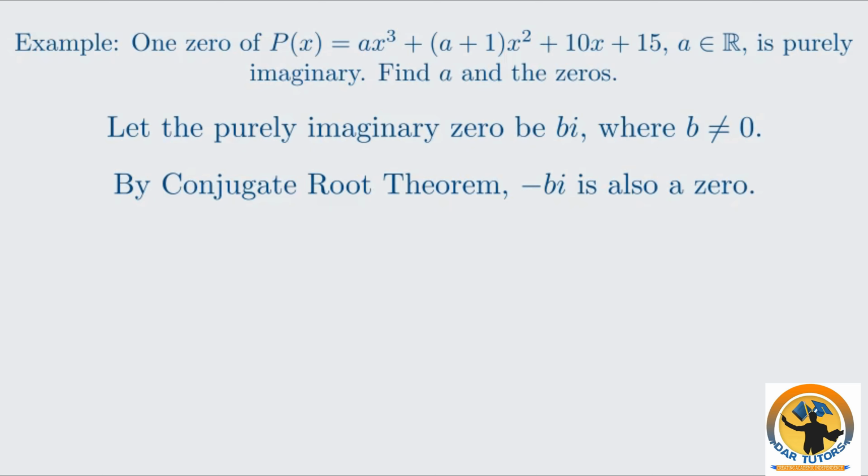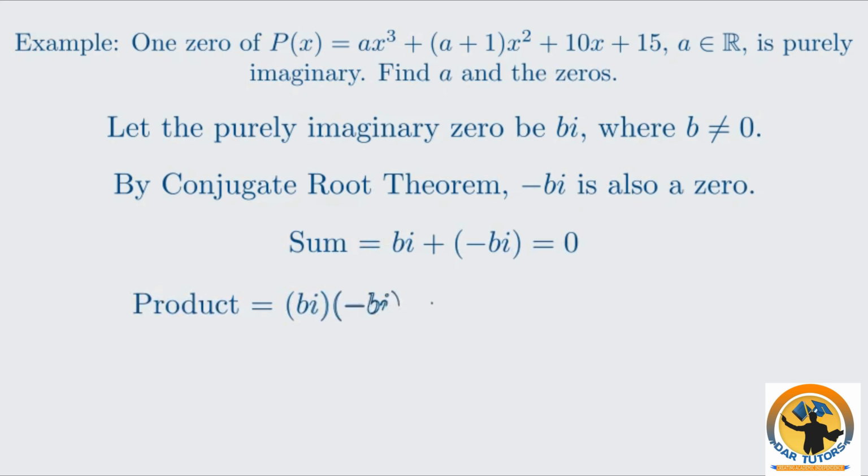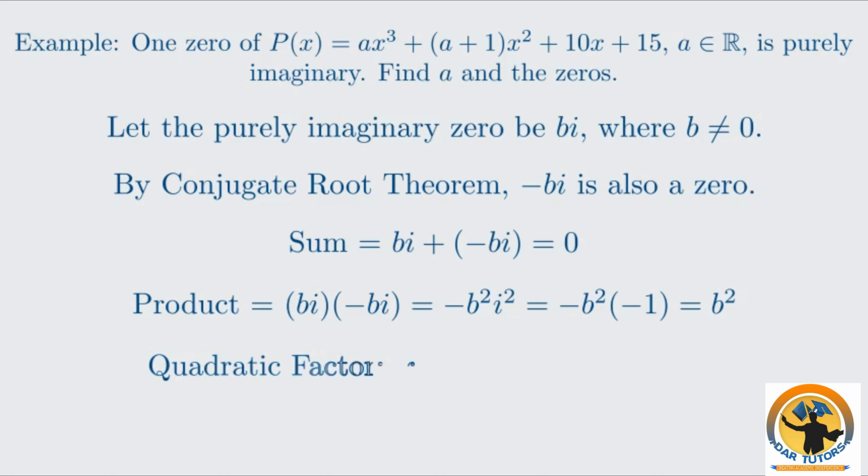Now we find the quadratic factor corresponding to these two zeros. The sum of the zeros is bi plus -bi, which is 0. The product is bi times -bi, which is -b^2 i^2. Since i^2 is -1, the product is b^2. The quadratic factor is x^2 - 0x + b^2, which is simply x^2 + b^2.